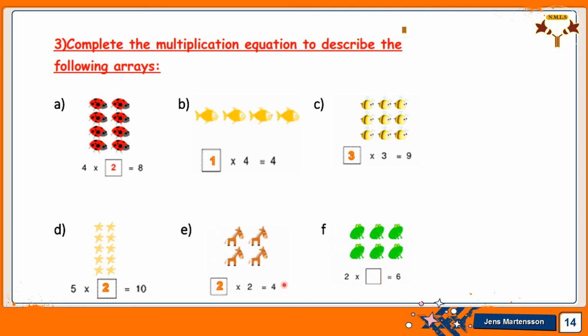Yes, excellent. And here in number F, we write the number of rows, and we write here the number of columns. How many columns? 1, 2, 3. So here we will write 3. Excellent.